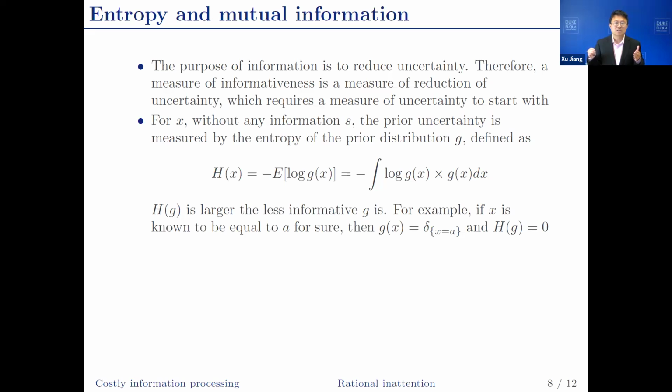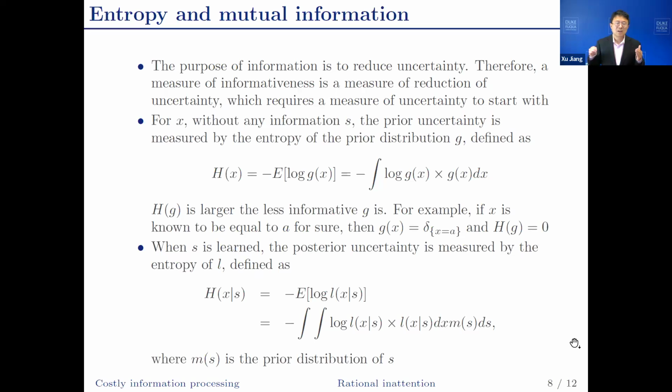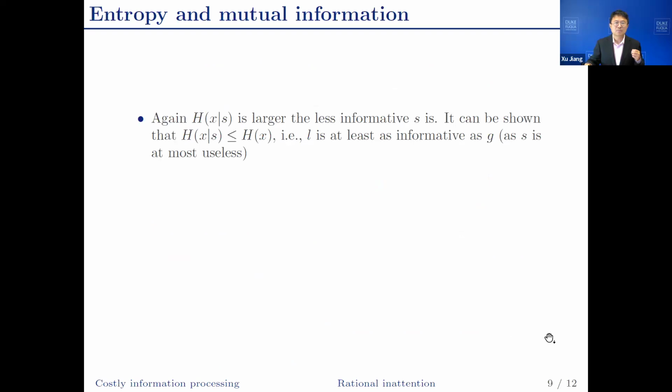So this delta X equals 8 in the slides means the Dirac delta function. I'm not going to explain that in more detail, but you can just Google it. When S is learned, the uncertainty of the posterior distribution is measured by the entropy of the posterior distribution, with the formula given in the slides. Again, conditional on S, the entropy is larger if S is less informative.